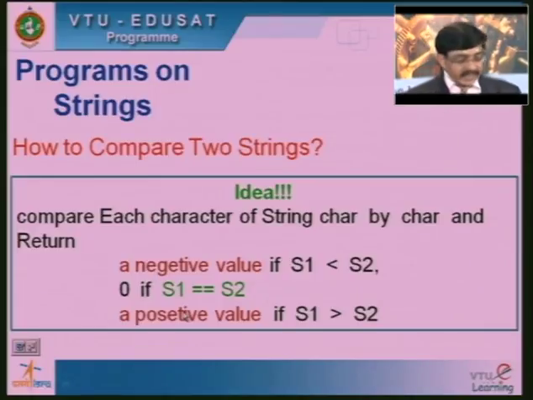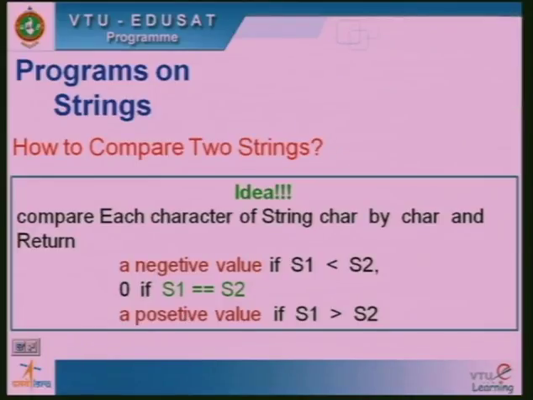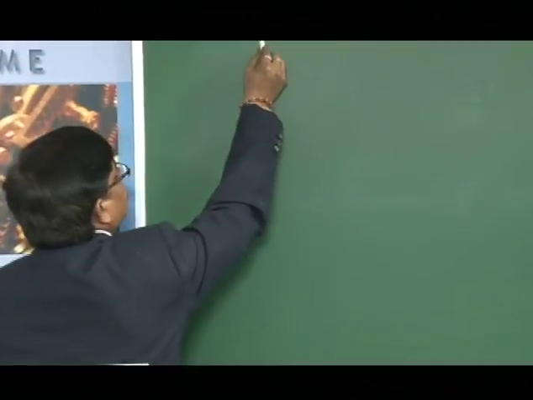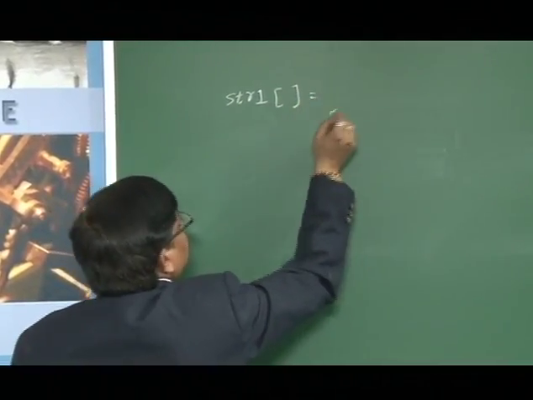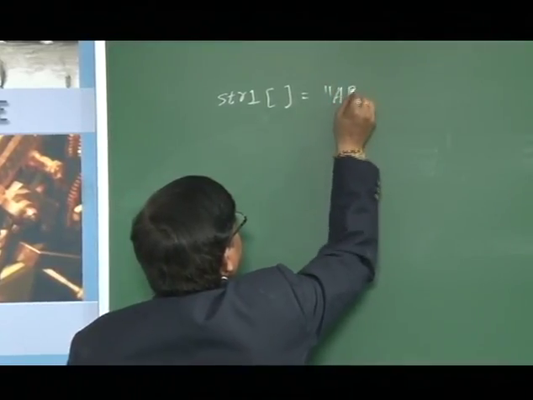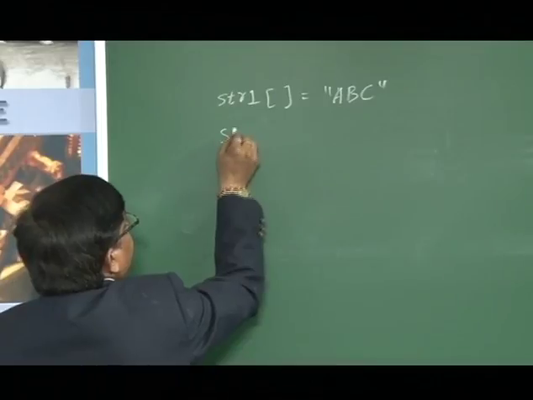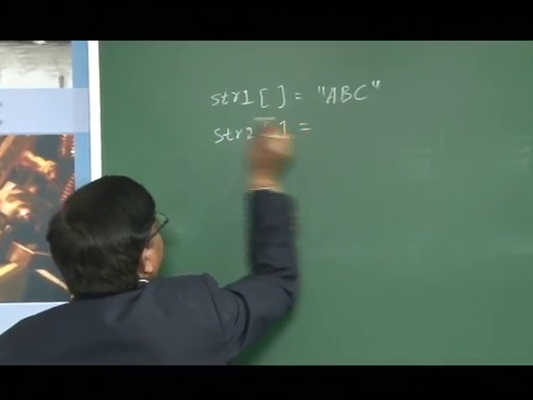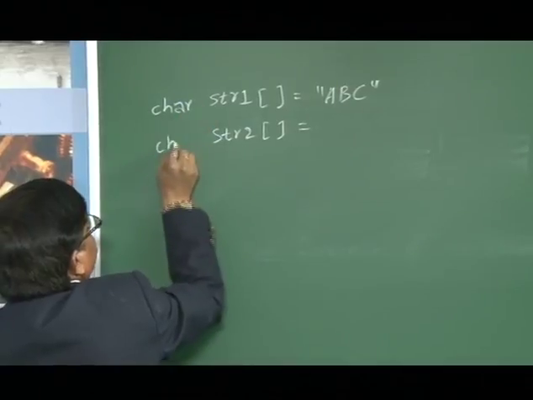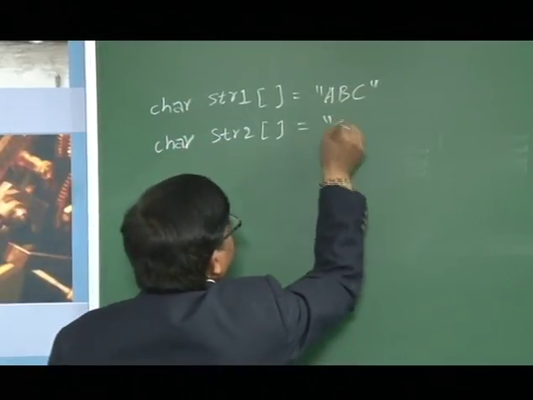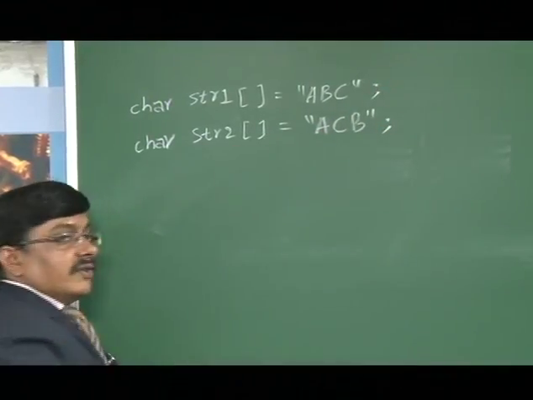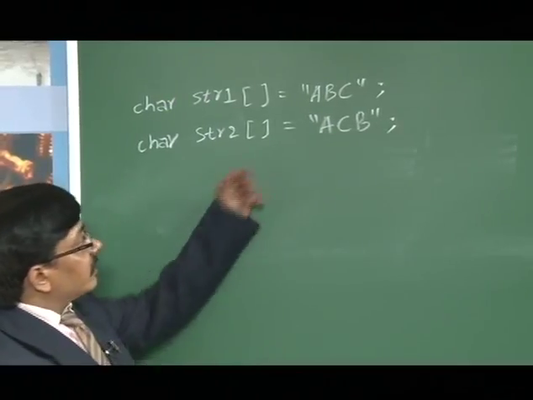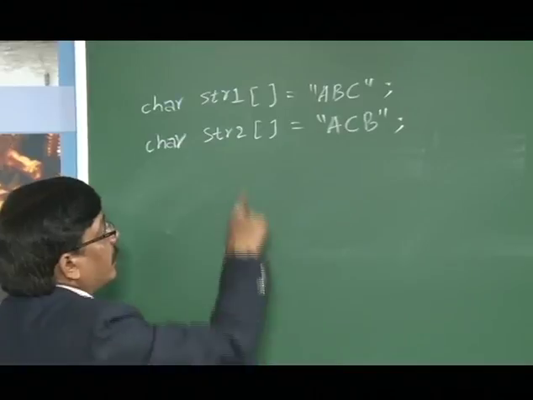So what exactly it means is, say for example, two strings. If I am taking str1 as ABC, and str2, another array of characters, assume the data type as char. It has to be char only because it is an array of characters, ACB. Now, in str1 we have the string ABC, and in str2 we have the string ACB, right. Now we have to compare character by character.